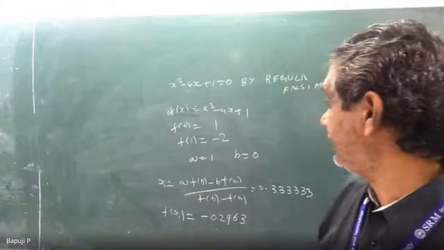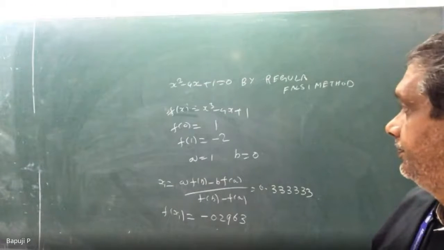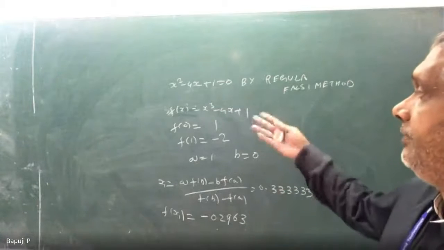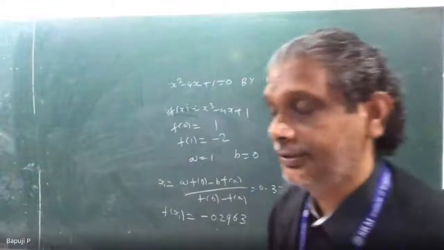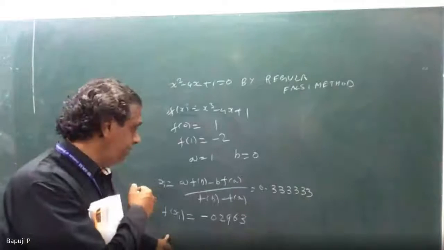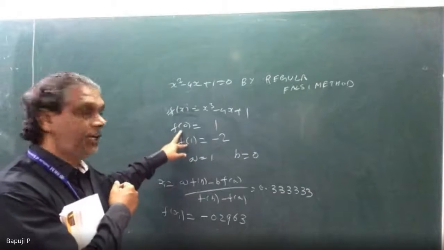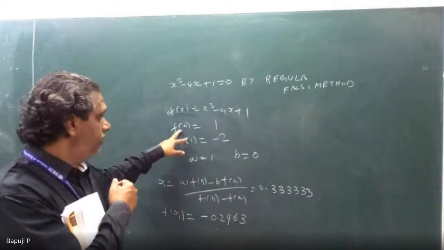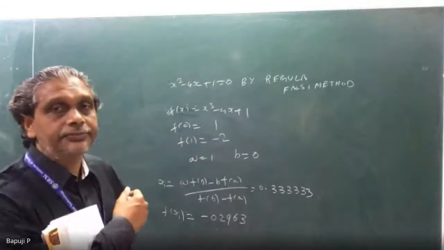Now this is a negative sign. Now the root lies between which two? Leave the previous negative value. So 0 and 0.333, correct? At x1 it is negative. My previous negative is 1. I started my problem with root lying between 0 and 1. Correct or not? Now this also is negative, so leave the previous negative. Now my root lies between 0 and 1 by 3.